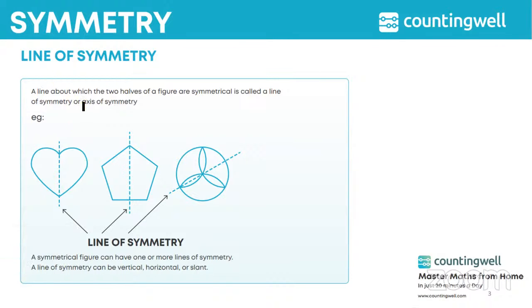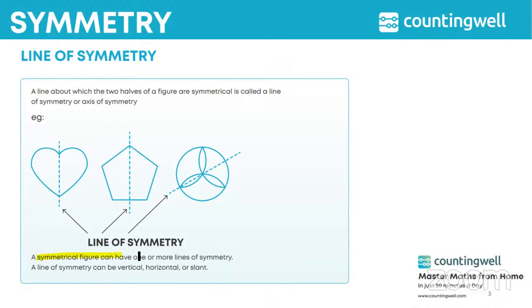Axis of symmetry or line of symmetry is nothing but a line about which the two halves of the figure are symmetrical. For example, here you can see three shapes and three dotted lines. These dotted lines are nothing but axis of symmetry or lines of symmetry, because along this line, if you fold these shapes, then one side of the shape will overlap the other.